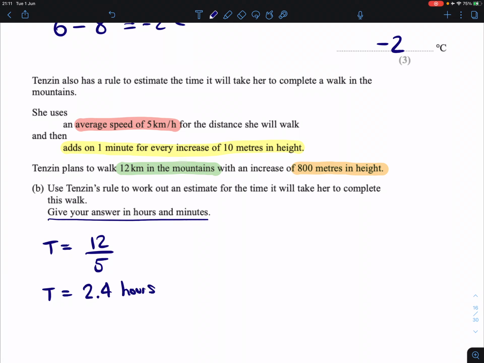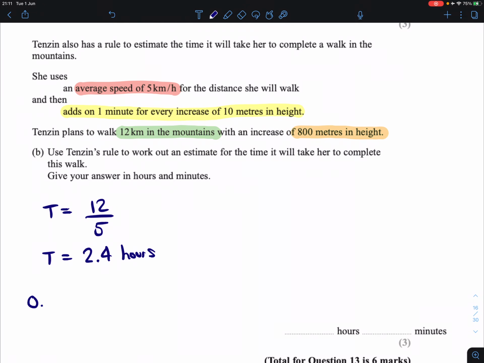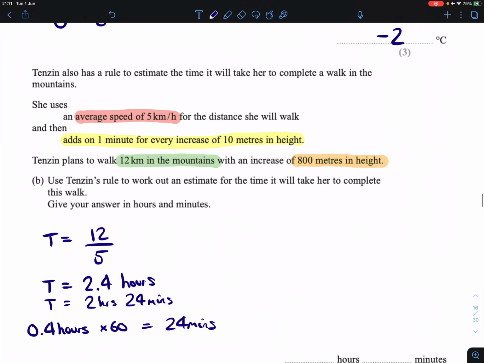And just looking ahead, because we have to write this in minutes, we need to convert that decimal hours into minutes, which we do by multiplying by 60. So that will give us 24 minutes. So that's 2 hours and 24 minutes, assuming no incline. Of course, there was an incline. That's what we're going to look at now.